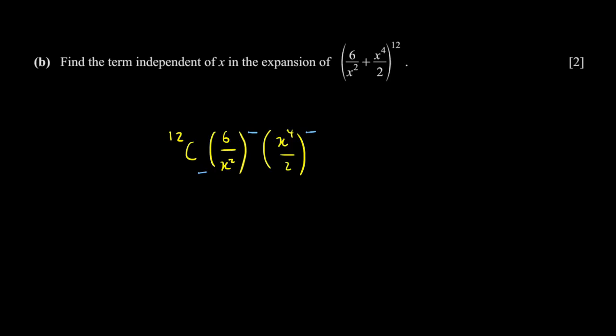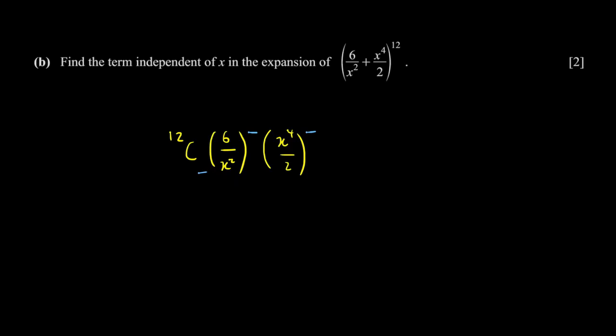But they also need to be chosen in such a way that these x terms are going to cancel each other out, right? So we want to choose the numbers so that the x's are going to cancel each other out. Well, if we chose, let's say, 1 and 11, this is going to be x to the power 2, and that's going to be x to the power 44. And that's not going to cancel out, right? So we want to try to get it so that the power of x on the top here is going to be the same as the power of x on the bottom, so they cancel out.